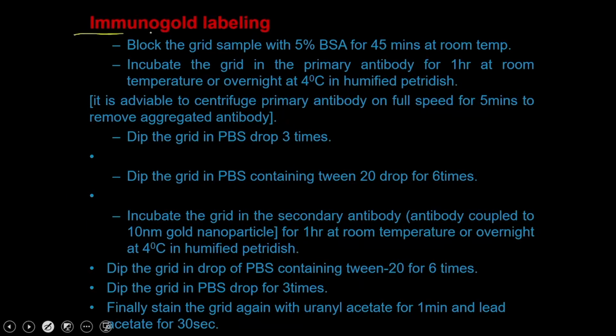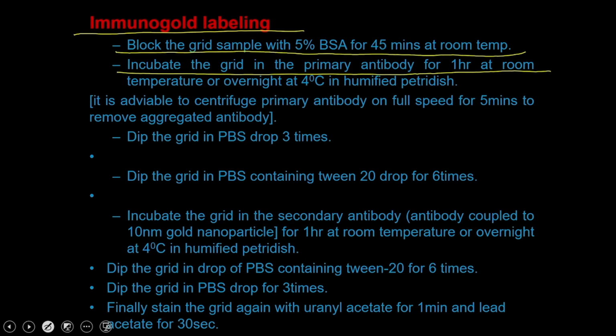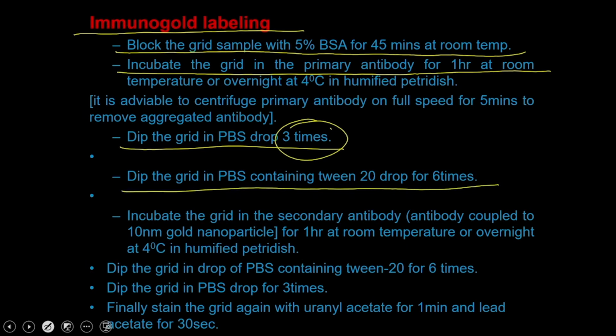Then you have to do the immunogold labeling. What you do is block the grid with the help of BSA, incubate the grid in primary antibodies, and then do washing to remove the unbound antibodies. You dip the grid in PBS 3 times, and that is going to remove the unbound antibodies, and then you dip the grid in PBS containing Tween 20, and that is going to give you additional washing of the antibodies.